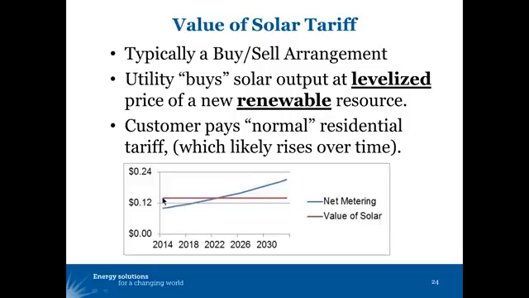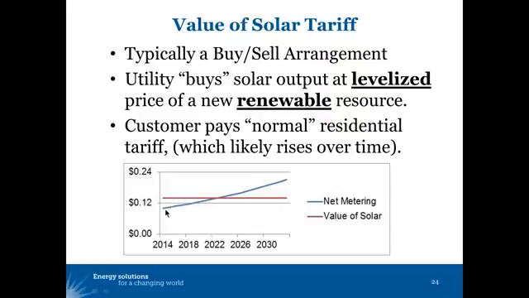And so the value solar tariff will fix the price for the life of the solar system at a levelized price, and that's very typically the kinds of contracts that utilities enter into with large solar and other renewable wind power producers, a long-term contract at a fixed price.